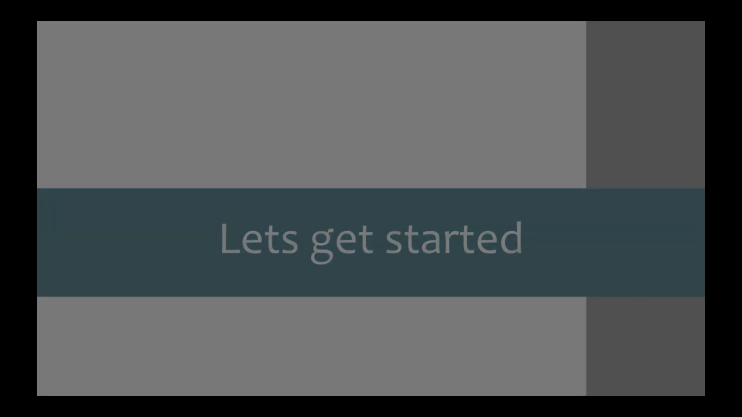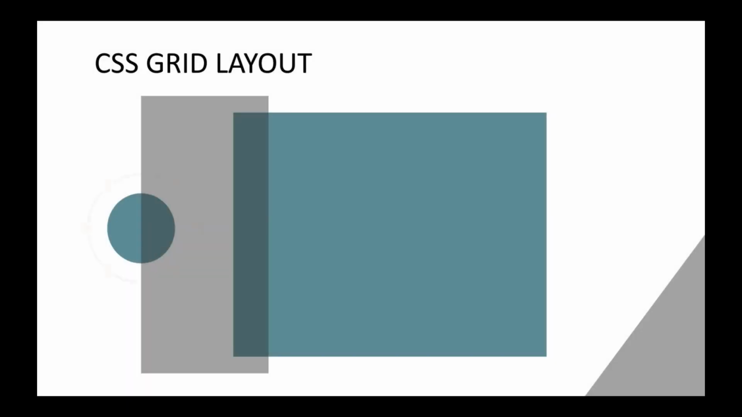So let's get started. Welcome to the introductory video to CSS Grid Layout. So what is CSS Grid Layout? CSS Grid Layout is a 2D grid system. It will completely change how we build our layouts. Like tables, it will give you columns and rows to work with. It will divide your page into regions.